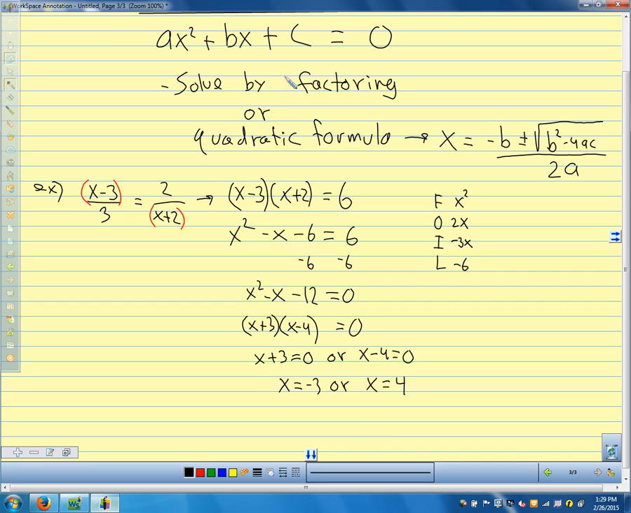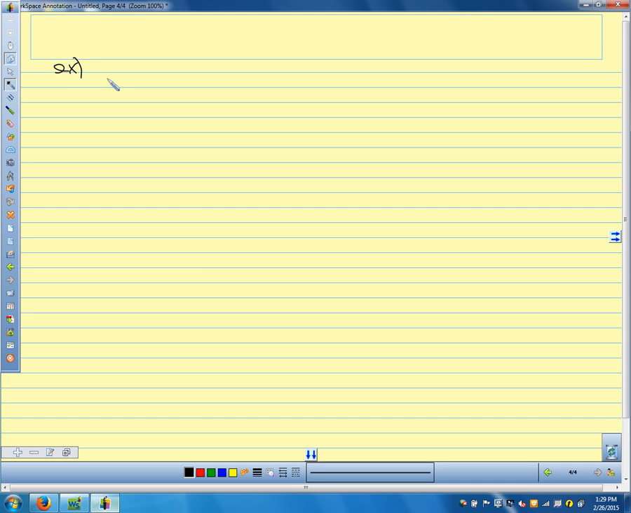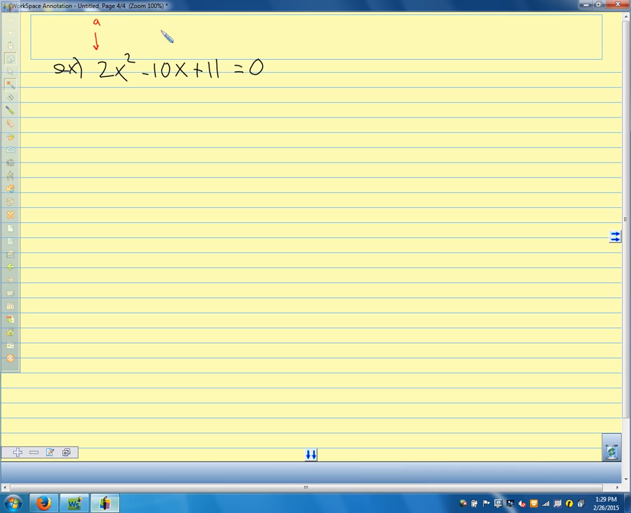All right, let's look at an example where we have to use the quadratic formula. So we're not going to solve a proportion. I'm just going to give us our equation. So we're going to use the quadratic formula. This number in front of the x squared is a. This number in front of the x is b. And this number by itself is c.